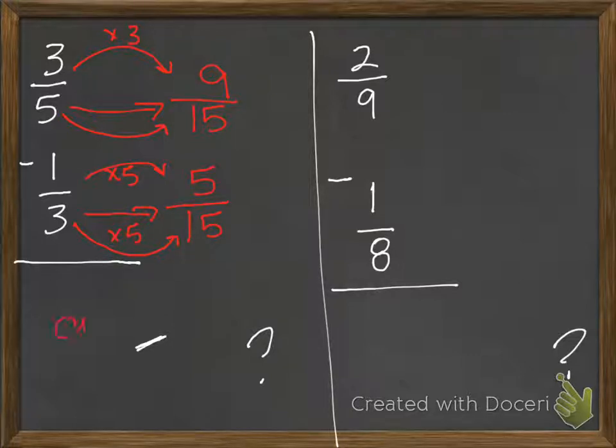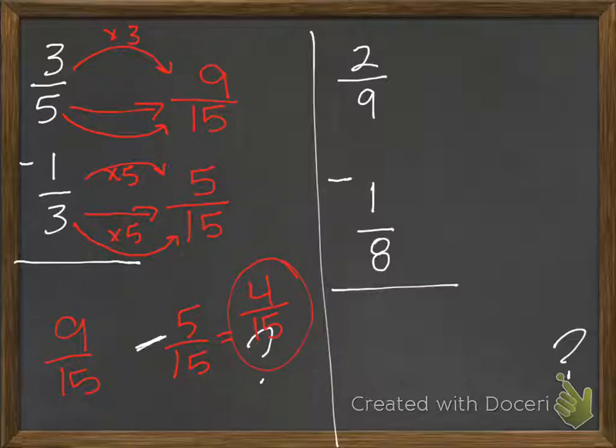So now I have 9/15 minus 5/15. And that should give me 9 minus 5, 4/15. But can 4 go evenly into 15? No, it cannot. So that is our answer, 4/15.